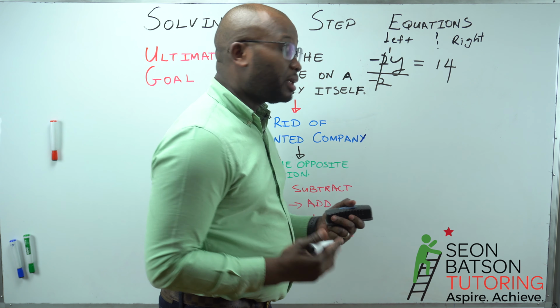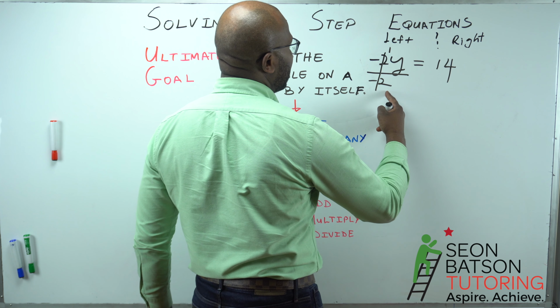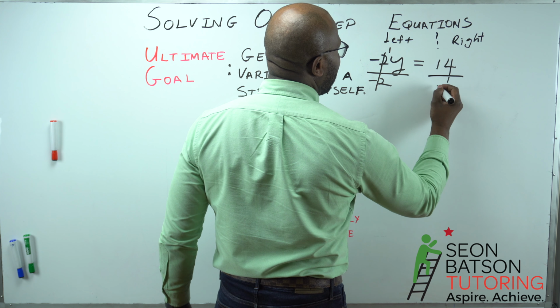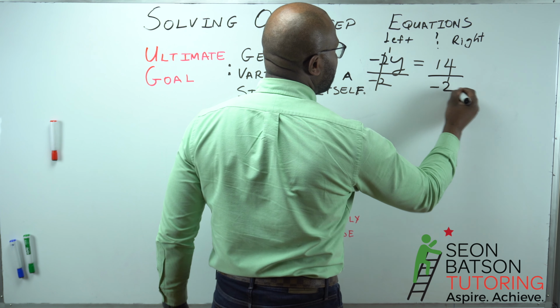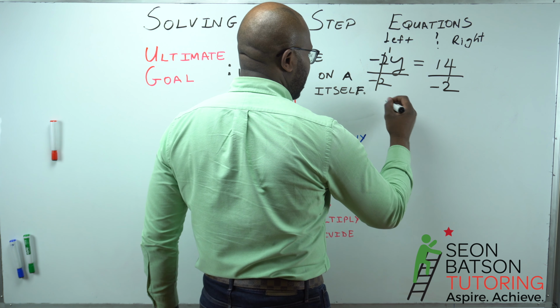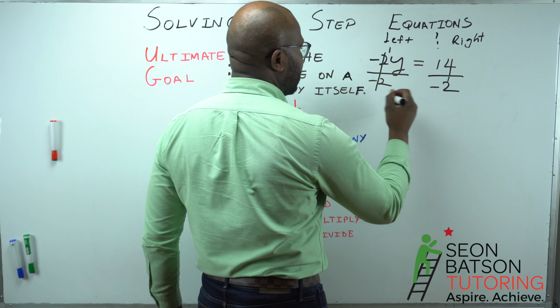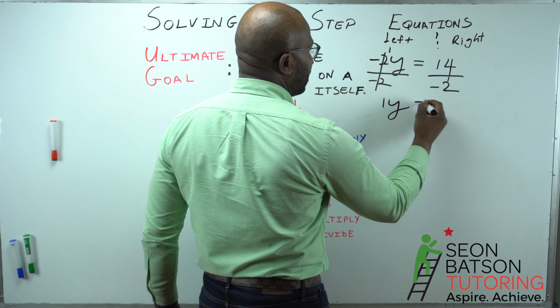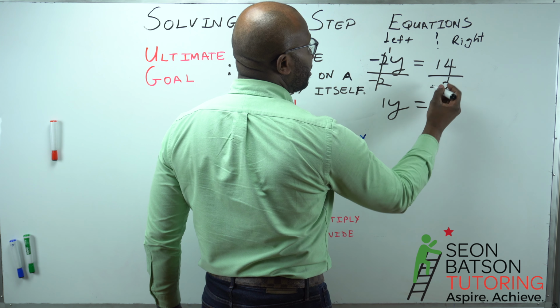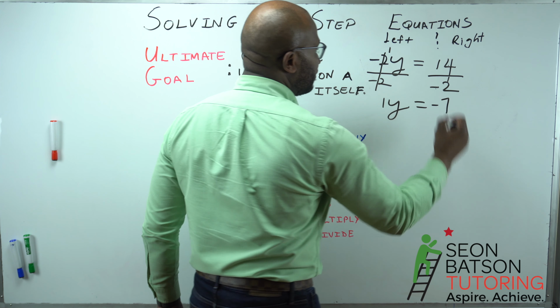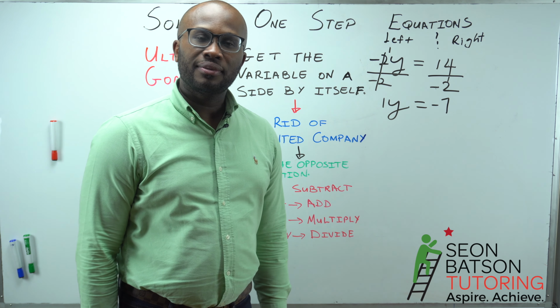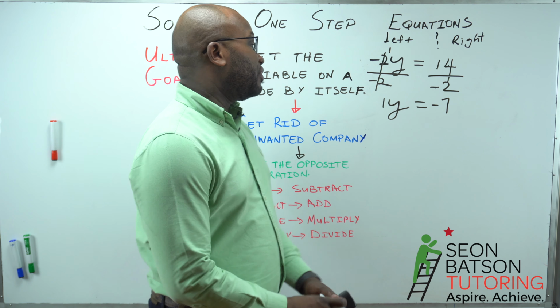We aren't finished. If I divide on the left side by -2, I also have to divide on the right side by -2. And what's left? On the left side, we have 1y. And on the right side, 14 divided by -2 is -7.